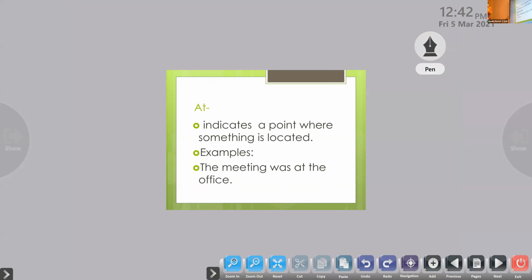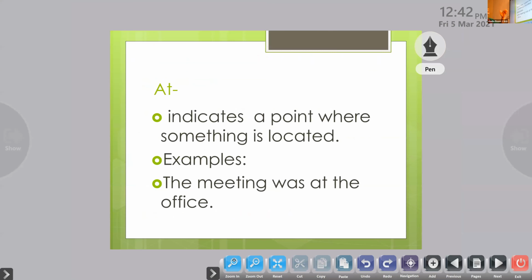Now, at is also a preposition. When we speak about a definite or an exact place, we use the preposition at. Where are you now? You are at home. At home. So at is a preposition which tells us where you are. When we are in an exact place, we use the preposition at. Where am I? I'm at school. So at is a preposition which tells us the exact place. So in order to know the exact place or a specific place, we use the preposition at.